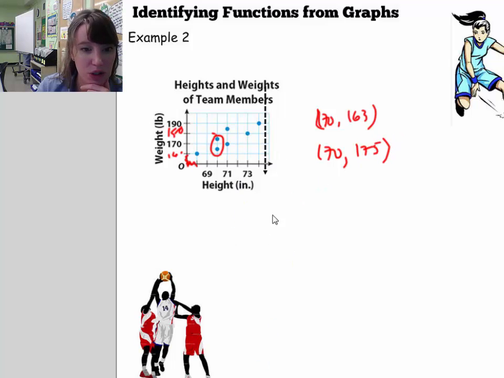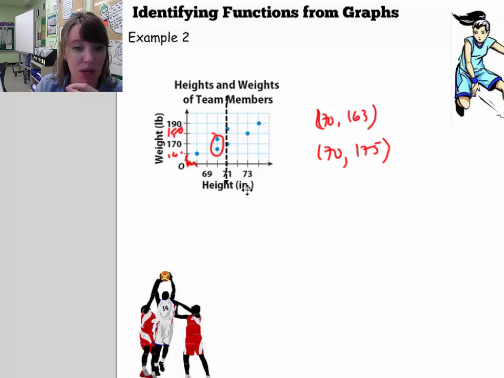And furthermore, there's two other points that are also in conflict. Right here, the height value of 70 goes to 170 and also goes to about 185. So this right here is not a function. We can tell by writing the coordinates down, and it also doesn't pass the vertical line test.